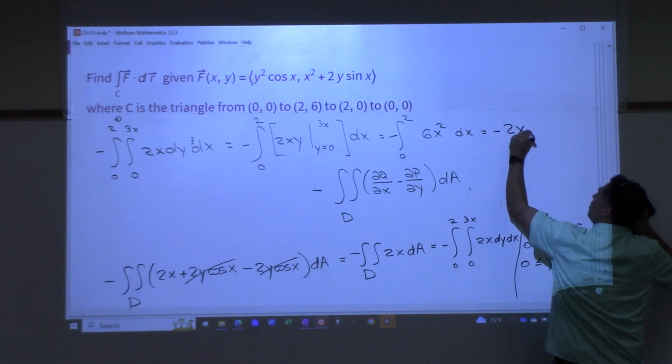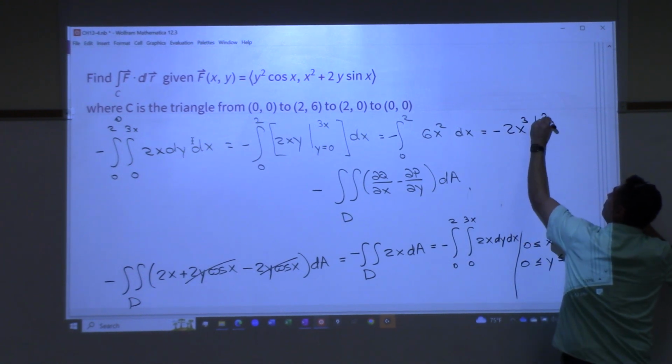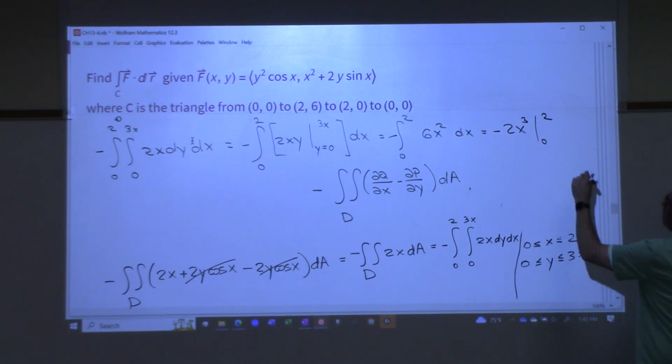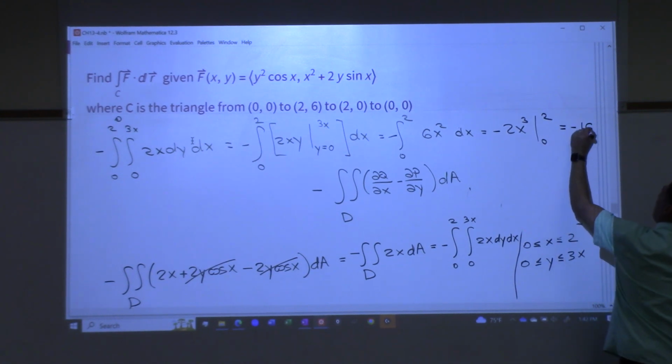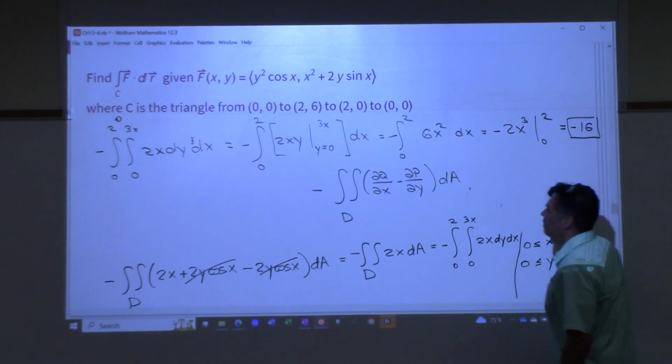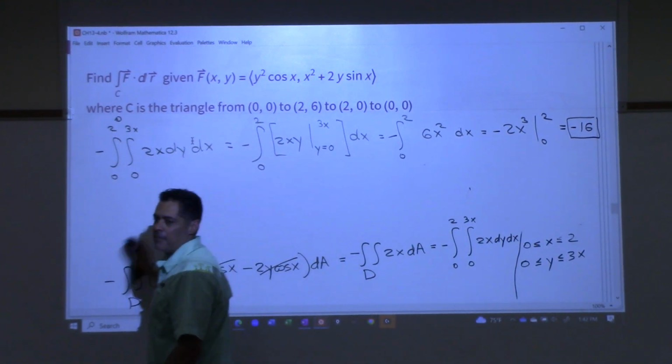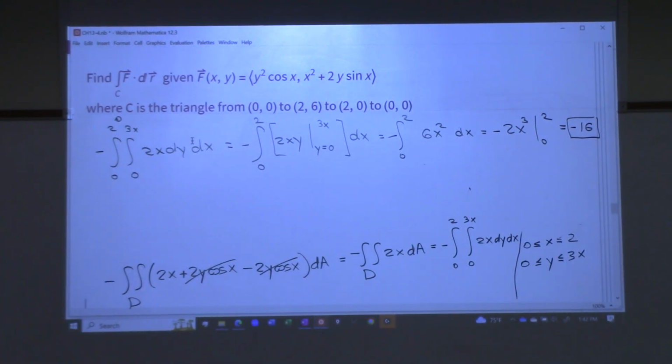Okay, 2x cubed, and I'm evaluating from 0 to 2. 8, 16, negative 16? Yes. There we go. On the first try. Yeah. What is negative work?